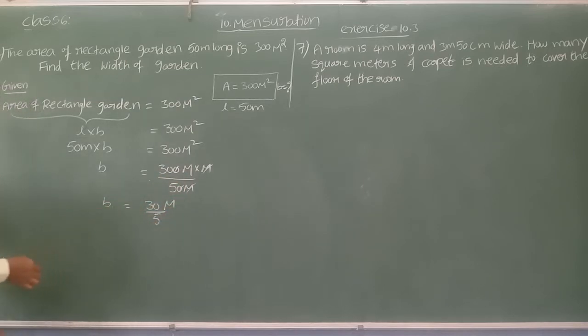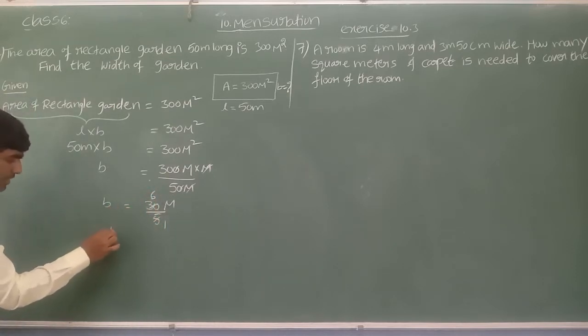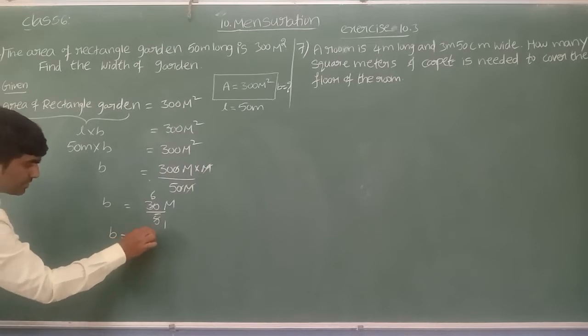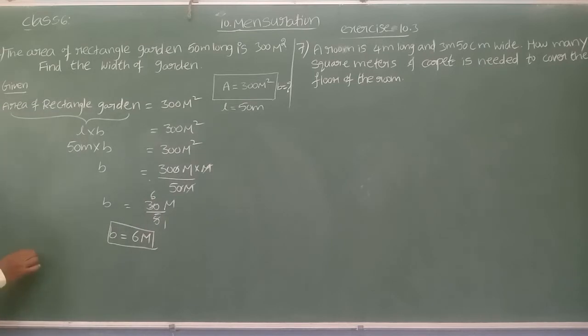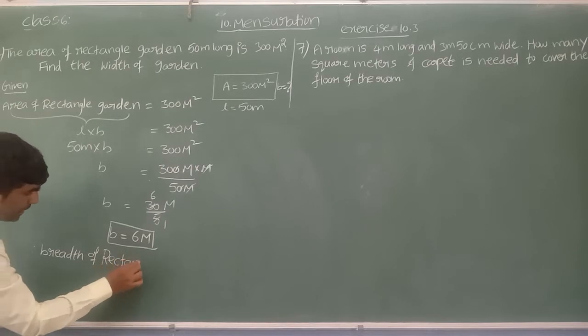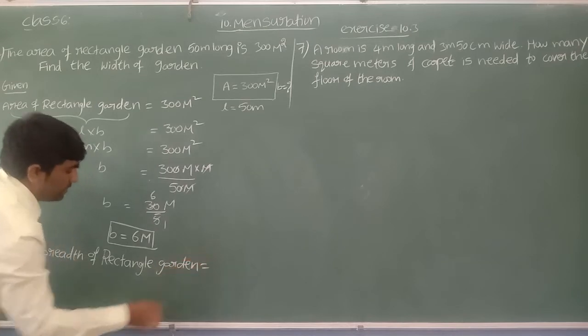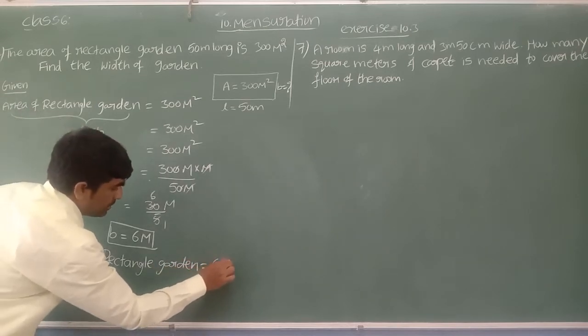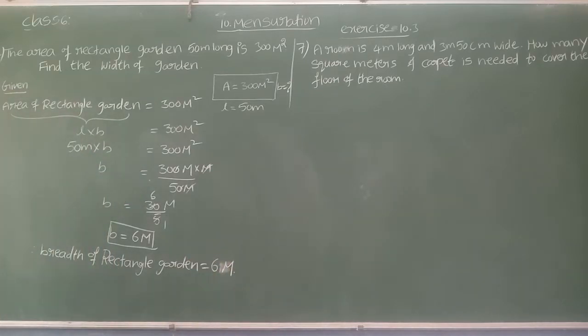What is the common factor for 30 and 5? 5 table: 5 ones are 5, 5 sixes are 30. So breadth is equal to how much? 6 meters. Therefore, the breadth of the rectangular garden is equal to 6 meters. Like that you can find the unknown values.